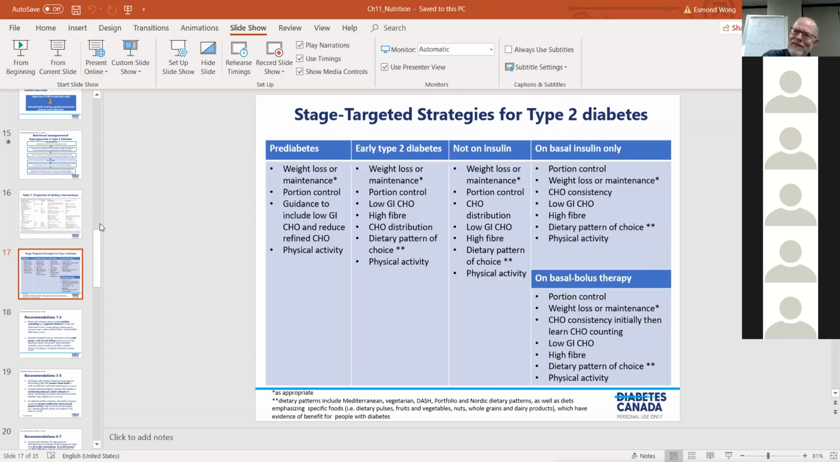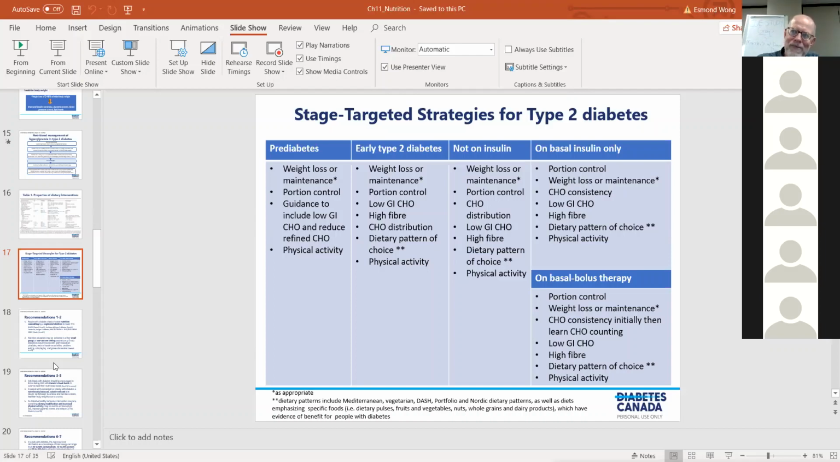So fairly consistent at breakfast, at lunch, at supper, and snacks if they're having them. Is it the same amount of carbohydrate every day? Approximately the same amount at each meal. Like the same amount at breakfast every day, the same amount at lunch every day, the same amount at supper every day, approximately.